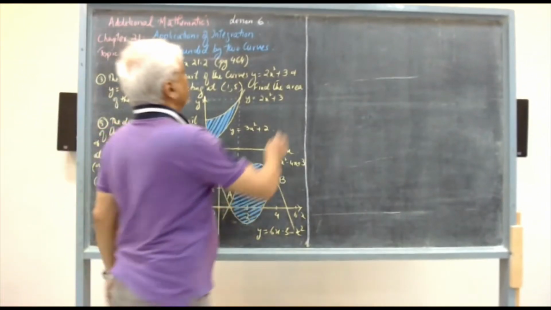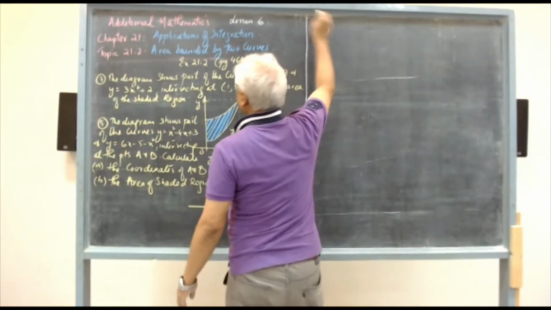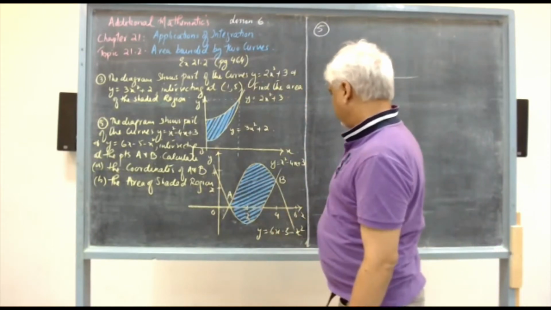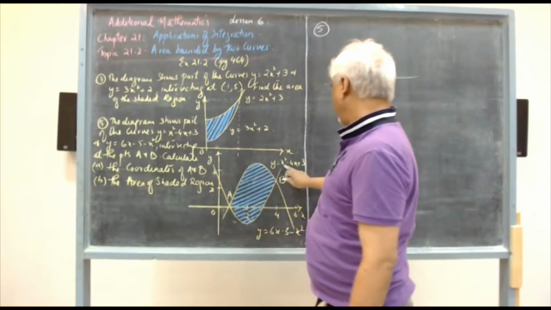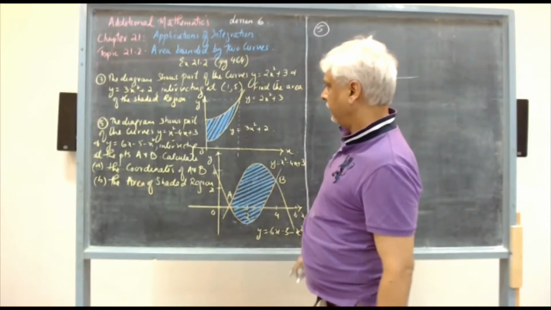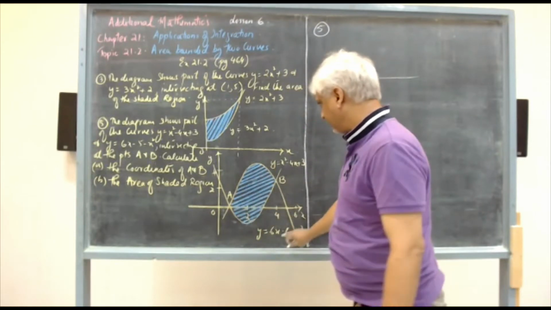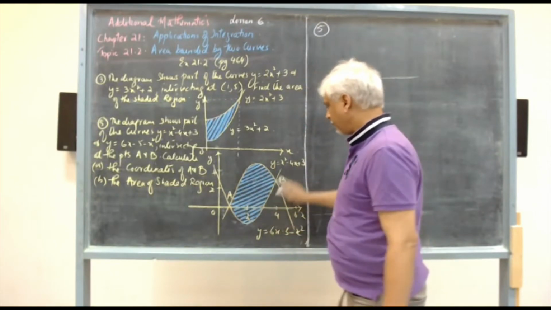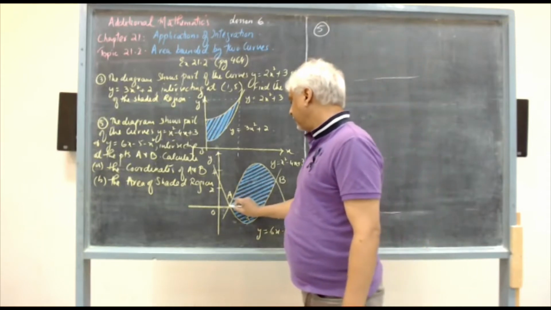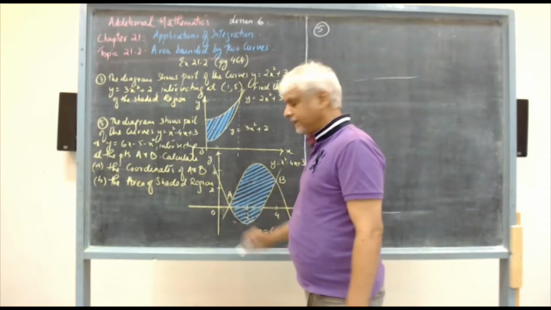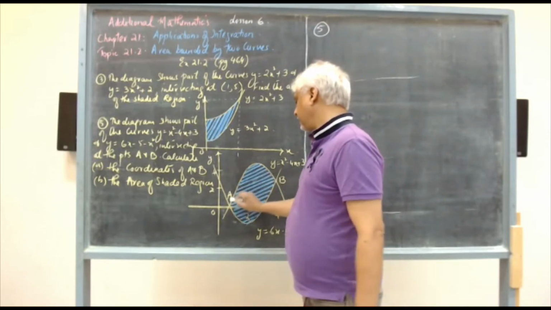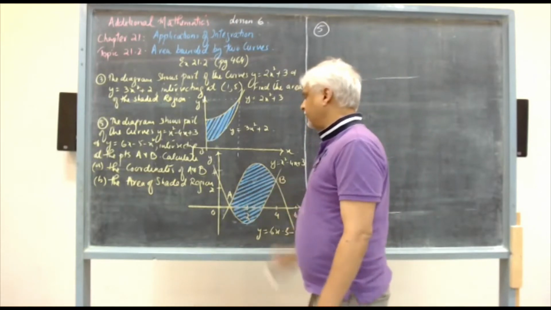Question number 5 says here the diagram shows part of the curve. The equation of this curve is x squared minus 4x plus 3, the upper one, and the lower curve is 6x minus 5 minus x squared. Here you can see that it is intersecting at 2 points, over here a point along the x-axis, and over here. So this is point A, and here the point of intersection is B.